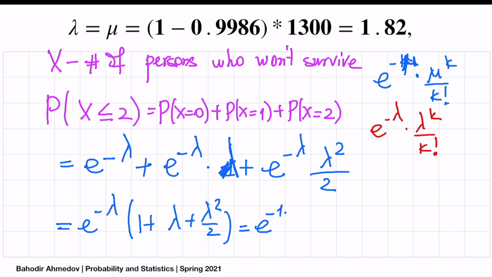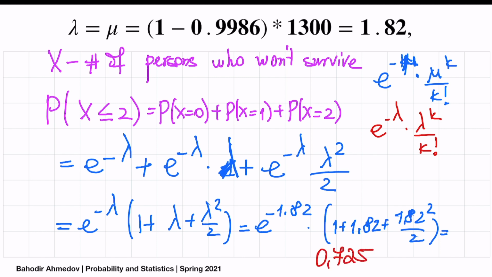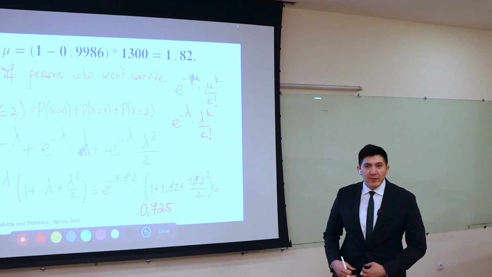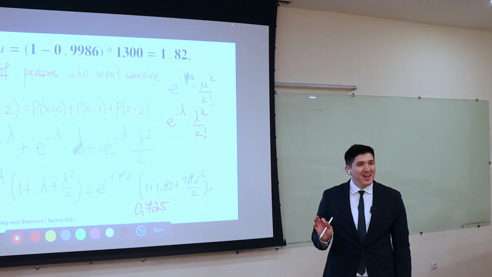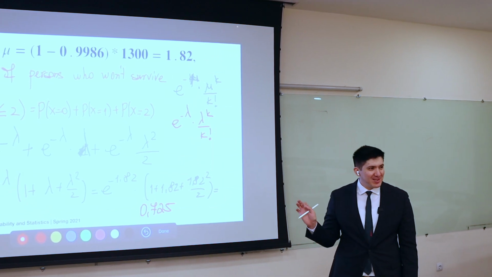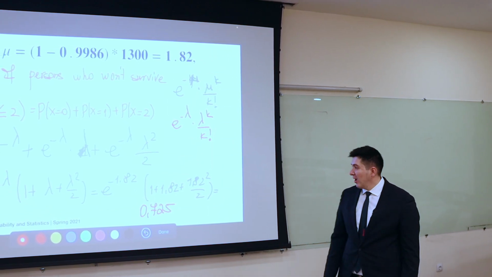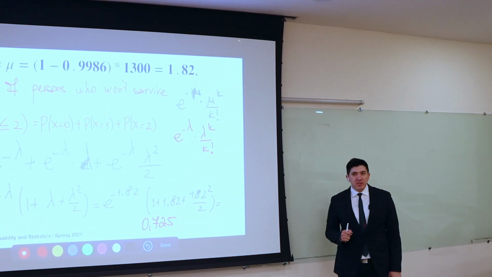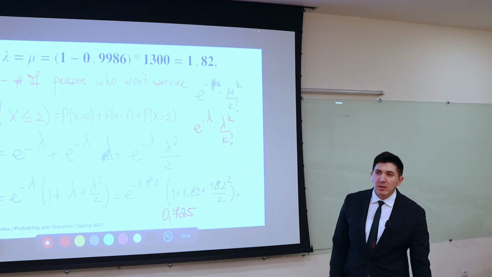So e to the power of minus 1.82 times, 1 plus 1.82 plus 1.82 squared divided by 2. What is this? 0.72, right? 0.725. It can't be more than 1, okay? If you've got more than 1, it means that you made a mistake, because the formula is correct. So the probability the company will make a profit is actually 72.5%, which is high actually, okay?